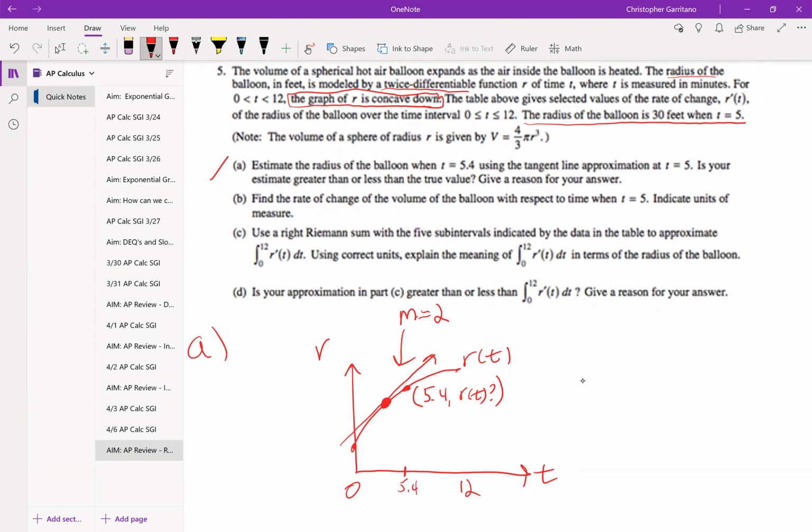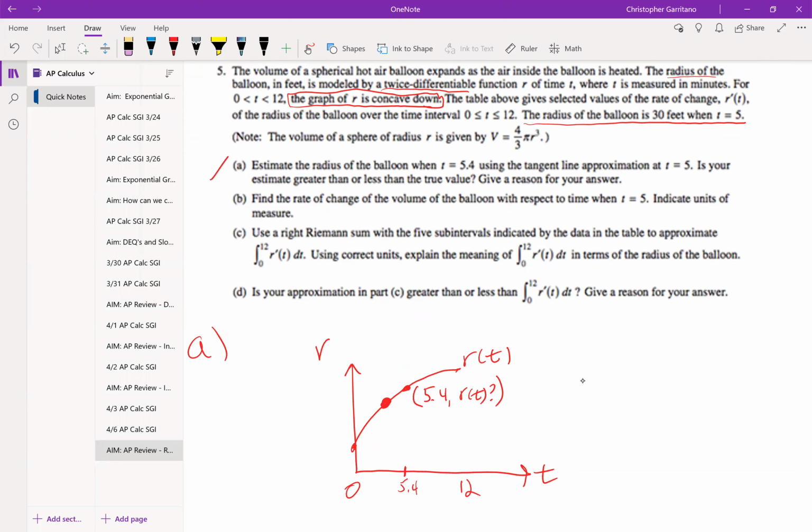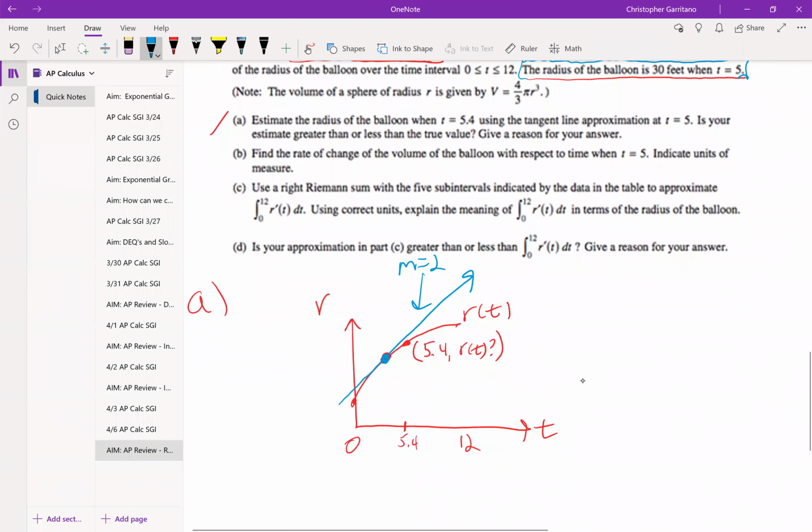All right, so I know the slope of that tangent line is 2. Let me use a different color pen. What else do I know about this point? Well, this last bit of information says that the radius of the balloon is 30 when t equals 5. That's another way of saying on this curve, there exists the point 5, 30. Right? When t equals 5, the radius is 30.